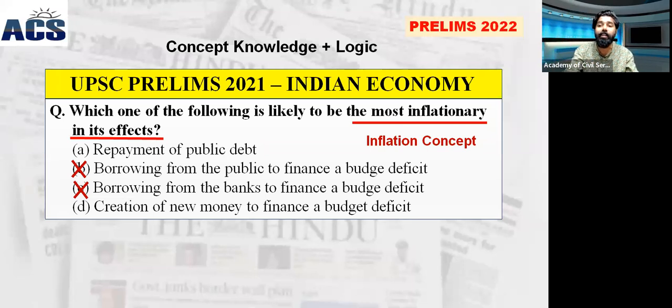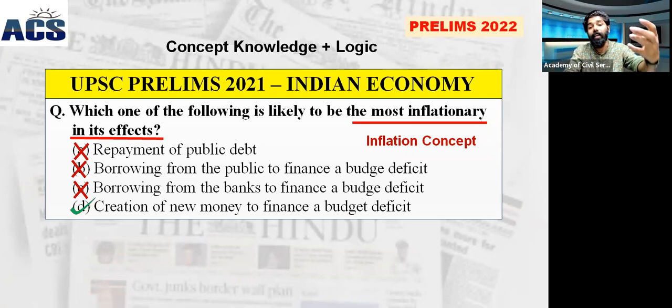That means it can result in inflation, but not the most. So the most inflationary effect in this case is the creation of new money. That means additional money is injected into the market, into the public, for financing the budget deficits, resulting in the most inflationary effects. This is why option D was the right answer.